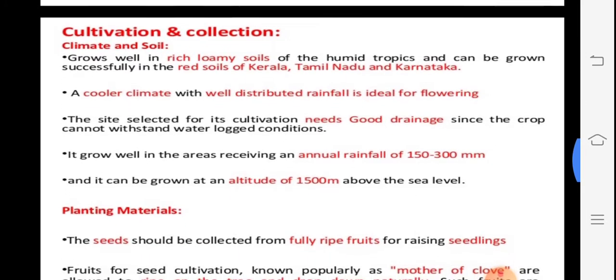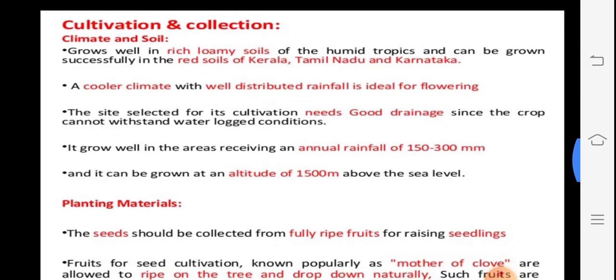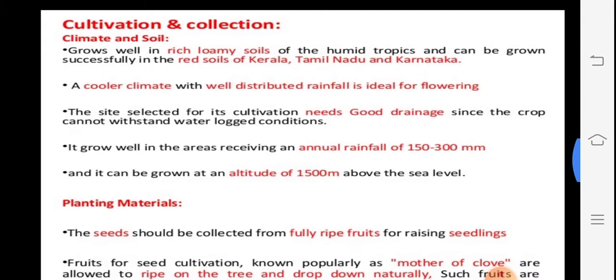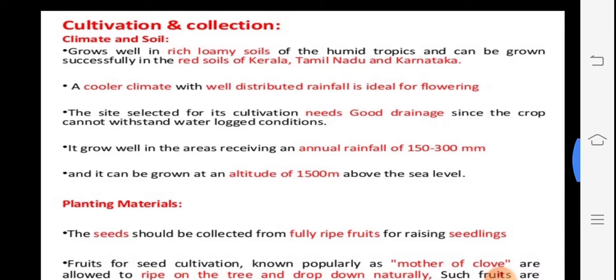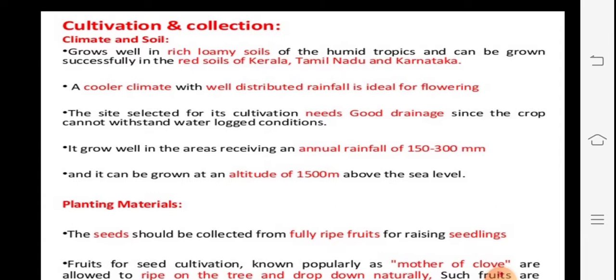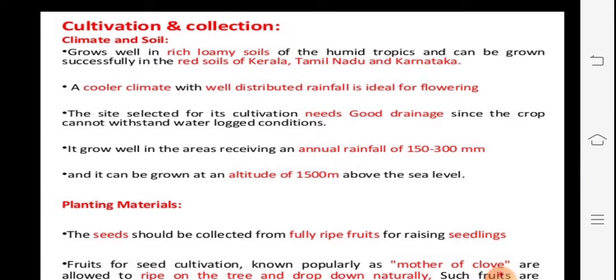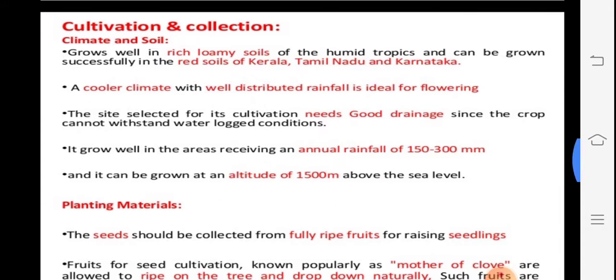In cultivation and practices, the climate requires rich loamy soil with humid conditions and a cooler climate. Rainfall is ideal for flowering. It needs a good water drainage system, as waterlogged conditions are not good. It requires annual rainfall of 150 to 300 millimeters per year and an altitude up to 1500 meters above sea level.